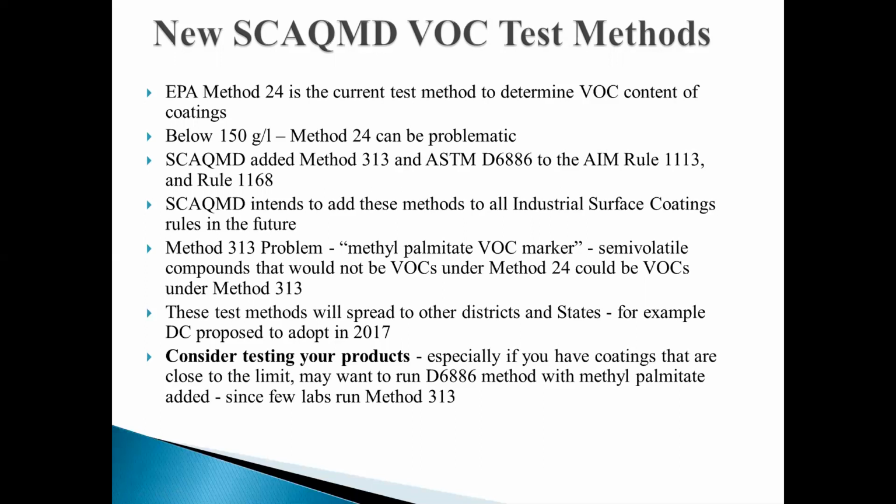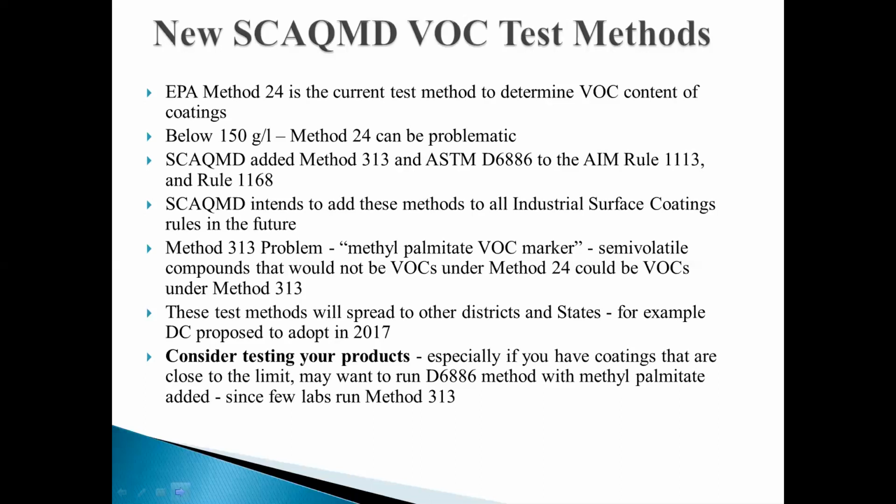The problem with Method 24 is that when you get down to less than 150 grams per liter, it becomes a little bit problematic. You can actually get negative VOC concentrations. It really has to do with how water is dealt with in the calculation in many of these rules.